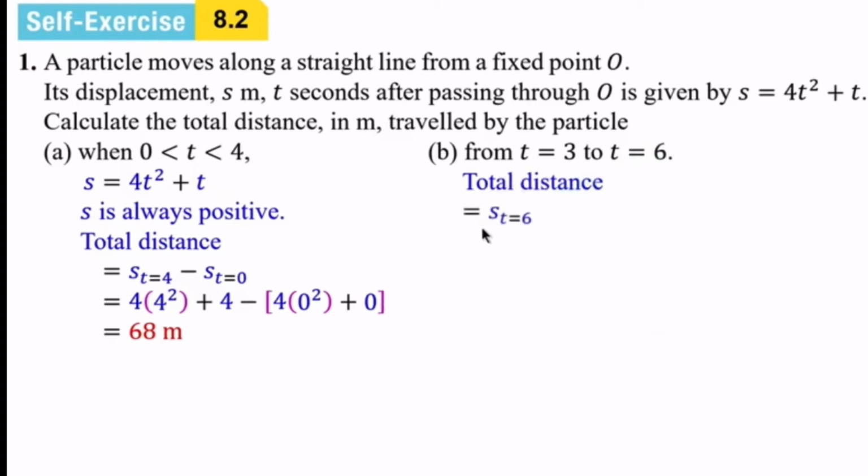Then for time t equal to 3 to time t equal to 6, for this one we have to be very careful. It's not like just now where we can just subtract, because we need to study the movement of the particle by looking at the number line or by looking at the graph. Then only you will get the answer, which is 4 times 6 squared plus 6 minus 4 times 3 squared plus 3. So the answer is 111 meters.